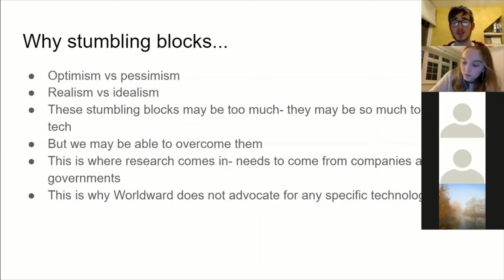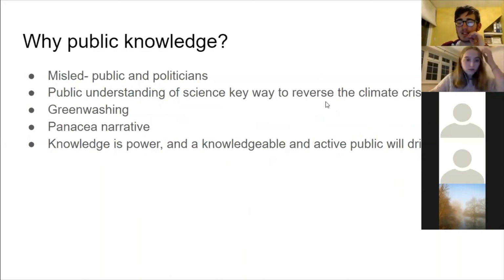A lot of this being my personal views, we don't advocate for any specific technology. I think that's an important point, because it's really about galvanizing action so governments and companies can work to make these technologies as best as possible and can work out which ones will be most effective. And the final thing is really, why public knowledge? Why am I doing this webinar? Why is Worldwood promoting huge amounts of public knowledge into these technologies?